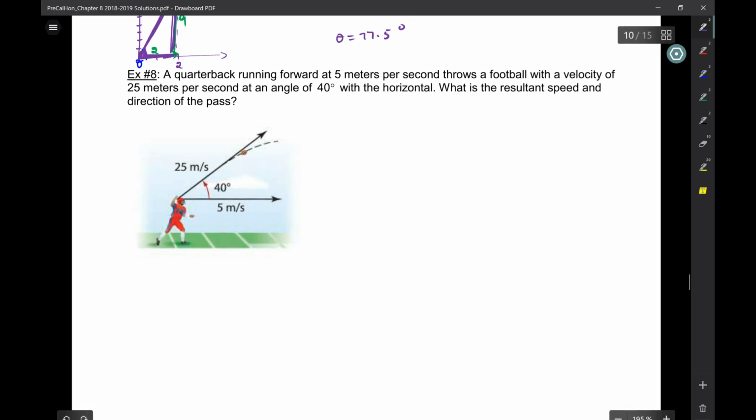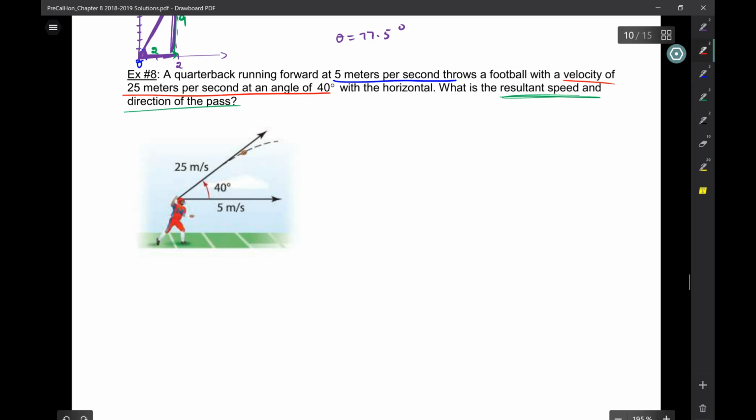A quarterback running forward at 5 meters per second throws a football with a velocity of 25 meters per second at an angle of 40. So he was running 5 meters per second, and then he threw it with a velocity of 25 meters per second. So if you're already running at a certain speed and then you also throw the football, your two velocities will add somehow. Both are vectors, so they add as components, not straight addition. So the ball won't have a speed of 30 because they're not in the same direction. What is the resultant speed and the direction of the pass?